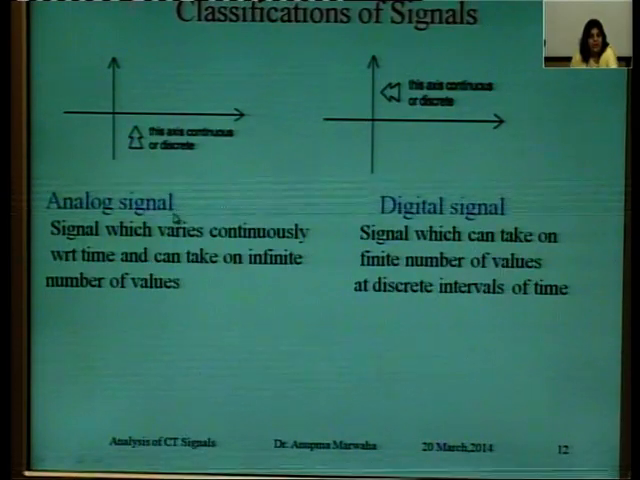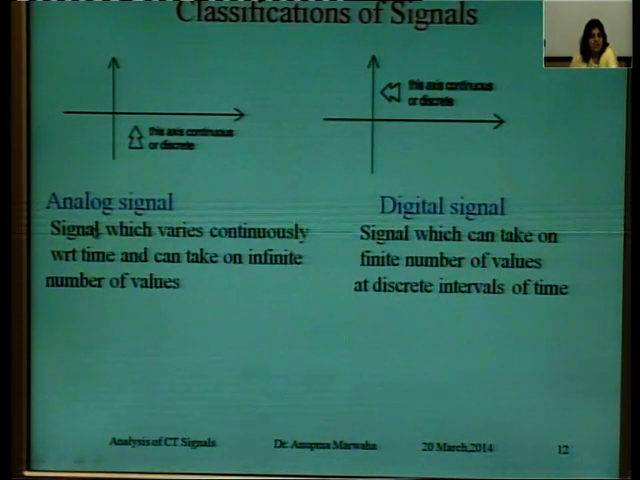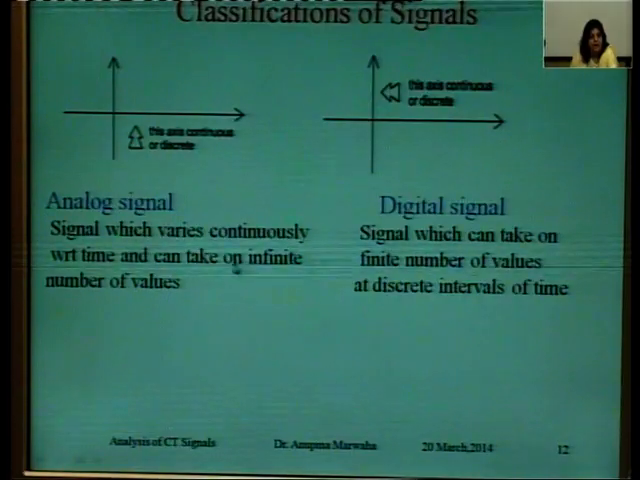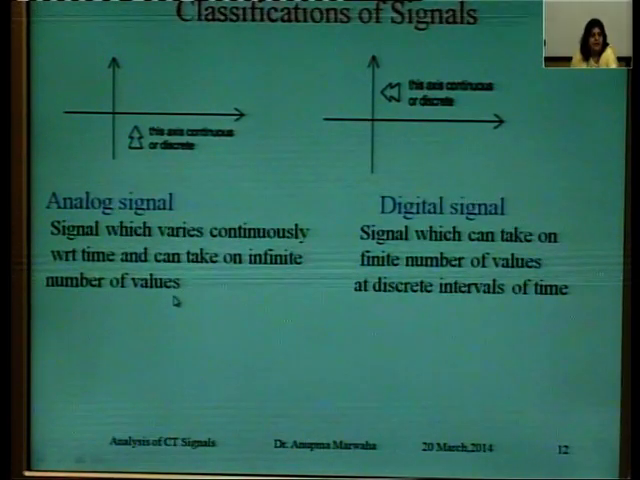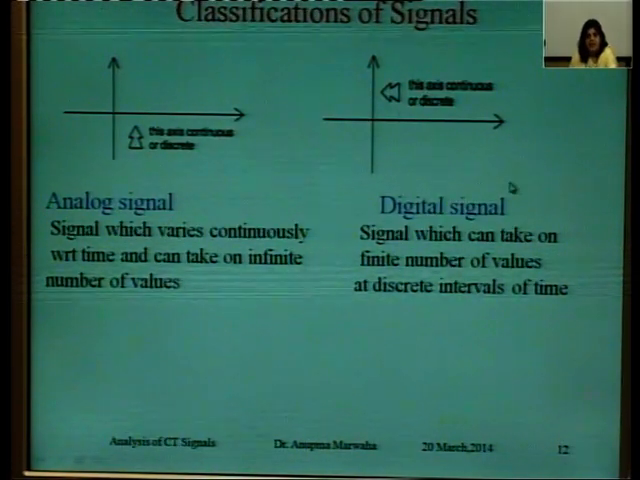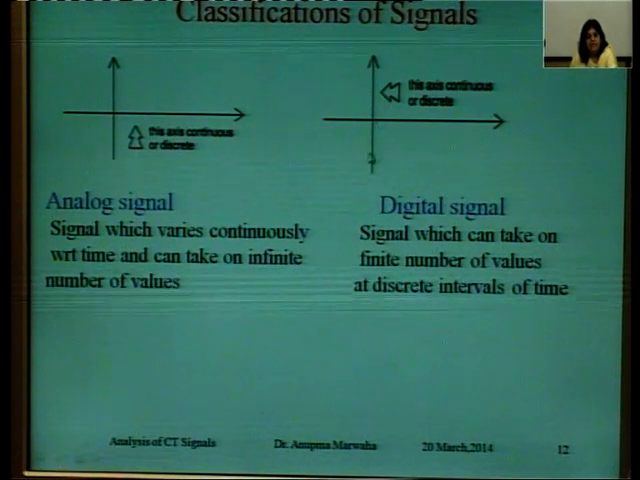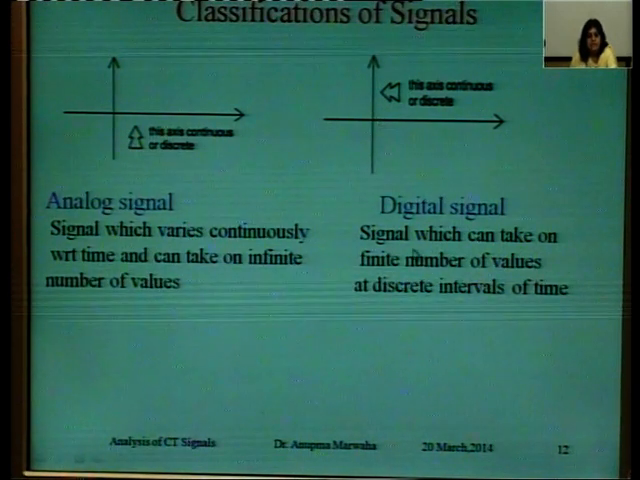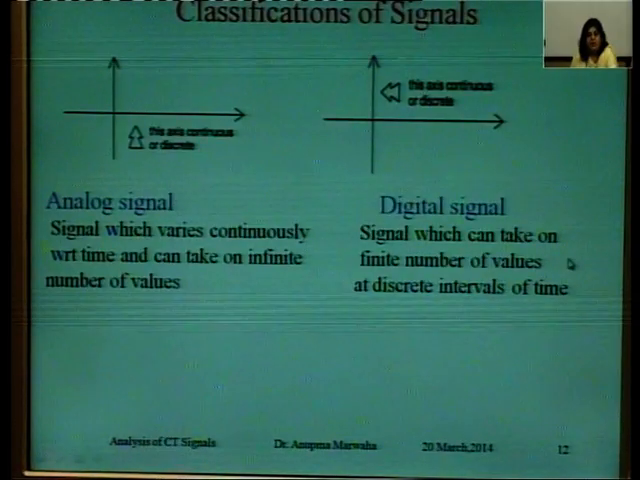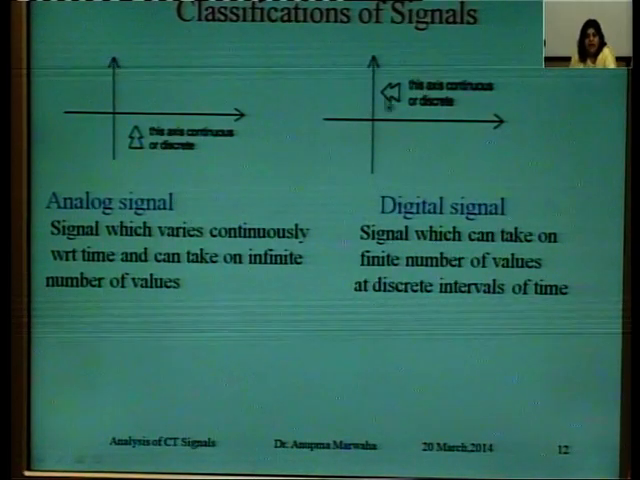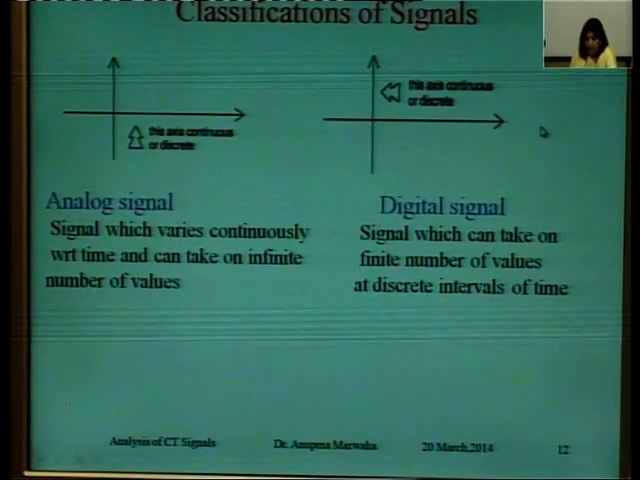So, an analog signal is that which is continuous on the x axis as well as the y axis. We will define an analog signal as that which varies continuously with respect to time and can take infinite number of values. Similarly, a digital signal has to be discrete on the x axis as well as on the y axis, that is, a signal which can take on a finite number of values at discrete intervals of time.